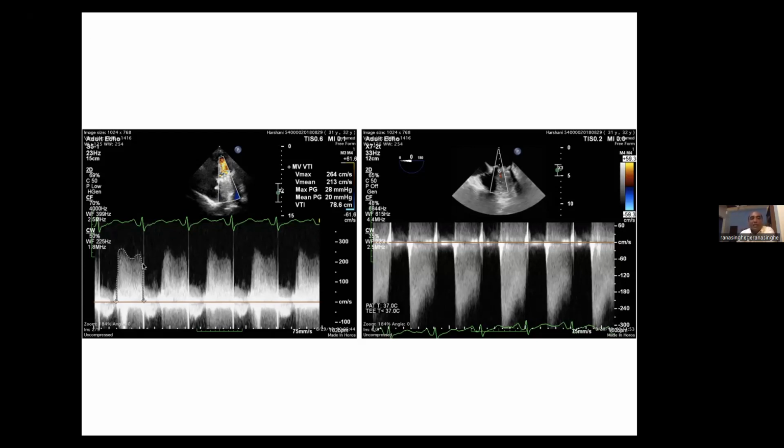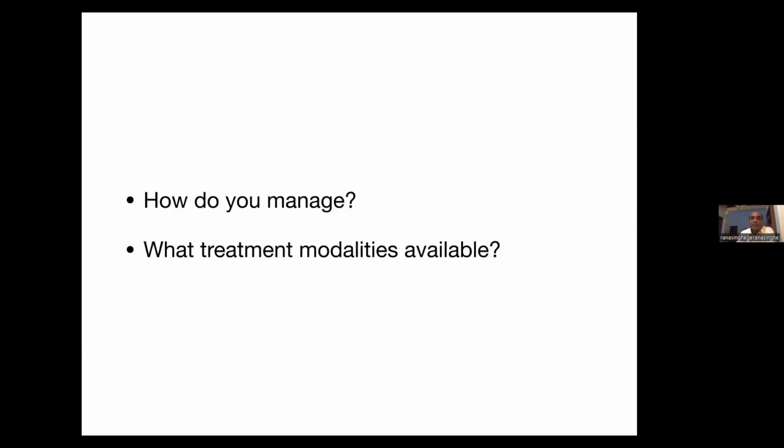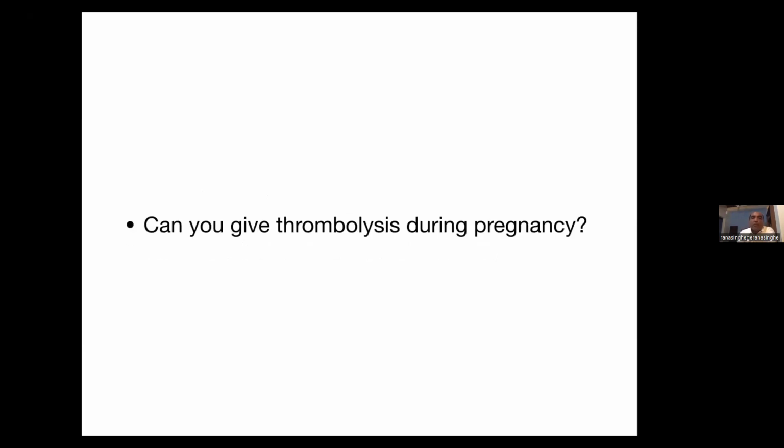You can see the pressure gradients, which are very high across the mitral valve prosthesis, and the patient had a large thrombus in the mitral valve, impinging on and disturbing valve opening and closure. Therefore, the patient was tachycardic and hypertensive. So how do you manage valve thrombosis resulting in a clinical picture like MS? What treatment modality is available? Can you give thrombolysis during pregnancy? Of course you can.